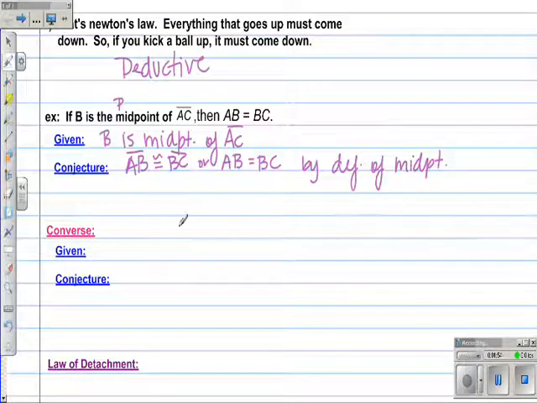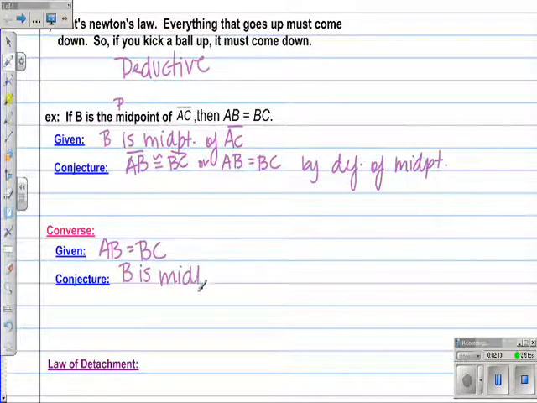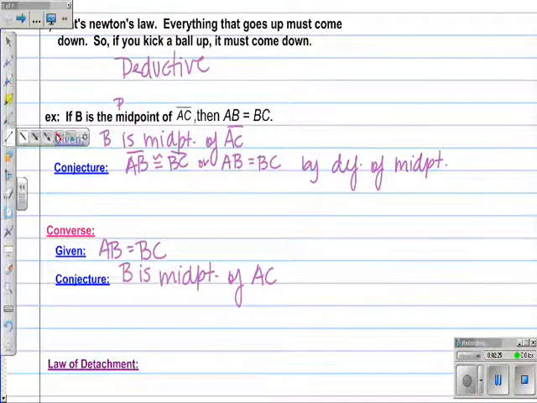Okay, now the converse of this would be if we were given that the length AB equals the length of BC. So if the length AB equals the length BC, then our conjecture would be that B is the midpoint of AC. However, we could draw AB and BC as completely separate segments.